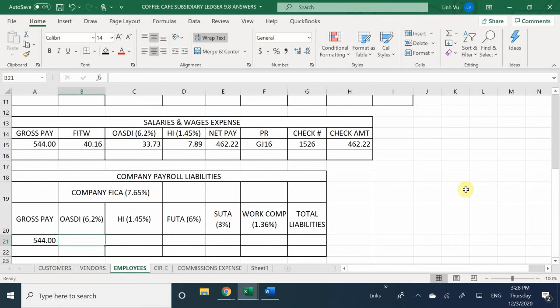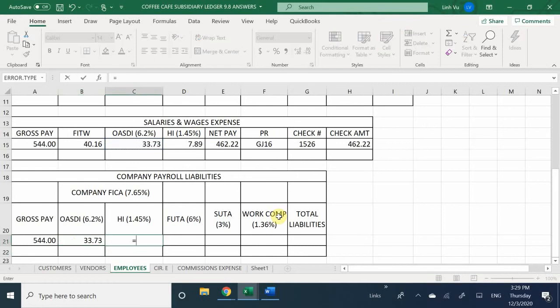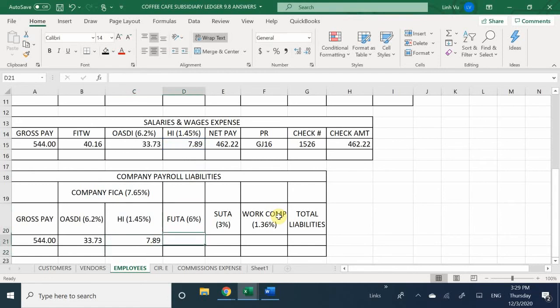So in this case, we know that her Social Security was $33.73, and we know her Medicare is $7.89. Okay. So again, now you need to calculate the federal unemployment tax, the state unemployment tax, and of course workers' comp in case Irene gets burned from the coffee. Who knows?